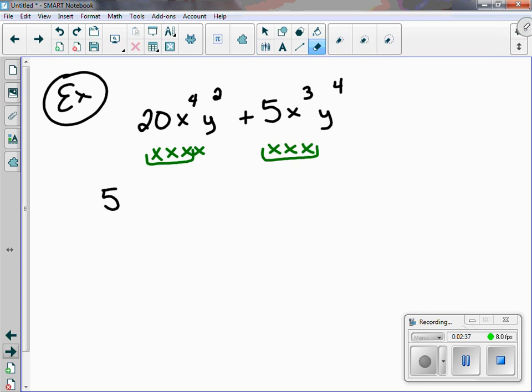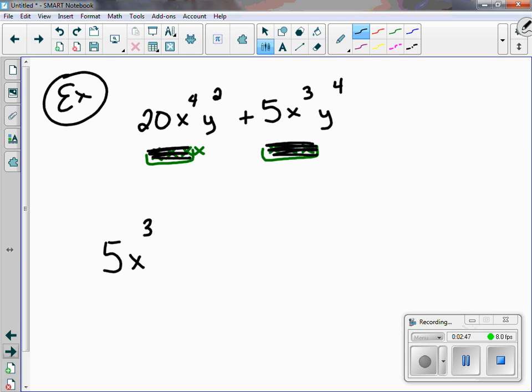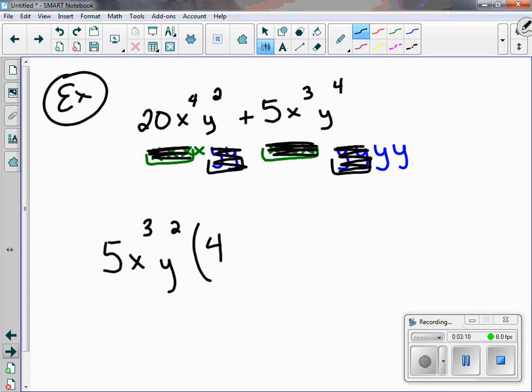So I'm going to factor out x to the third. So now those are gone. Just to kind of help you out. Now let's look at the y's. I've got 2 there. In this term, I've got 4. So looking at this, how many y's do they have in common? Well, I can see that they have 2 y's in common. So what's left over? 5 times 4 gives me that 20.